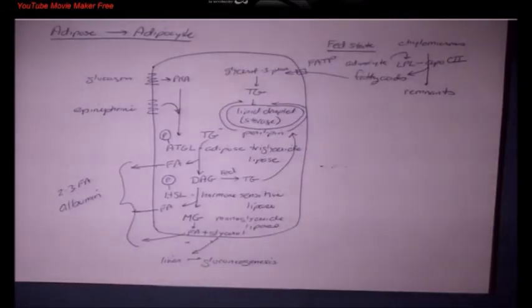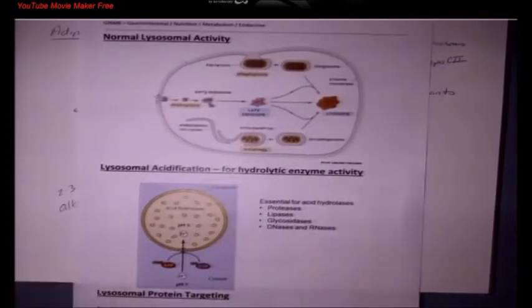So there's another nifty summary chart for you. Want to keep going with this high yield information? Okay. So that's glycogen storage diseases.